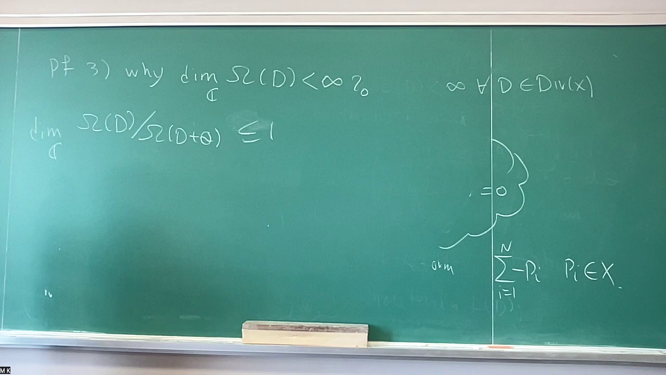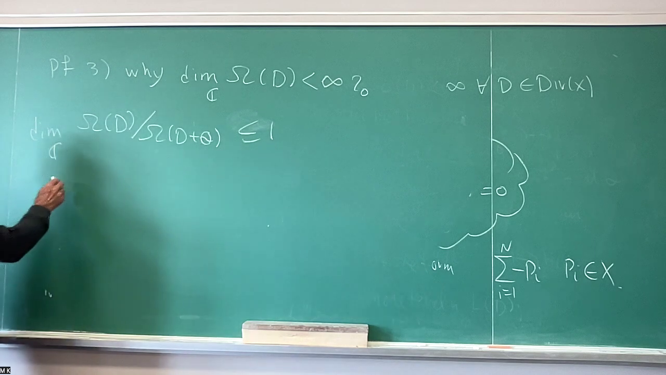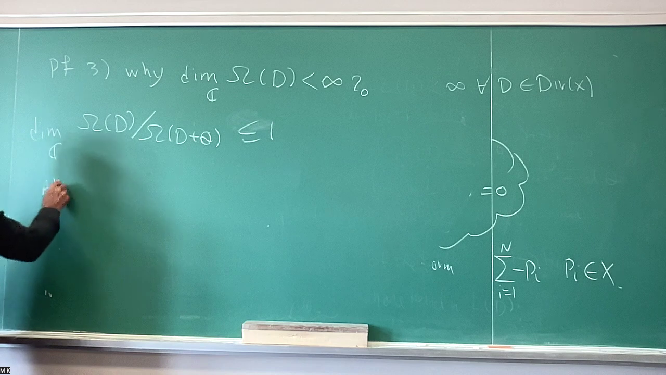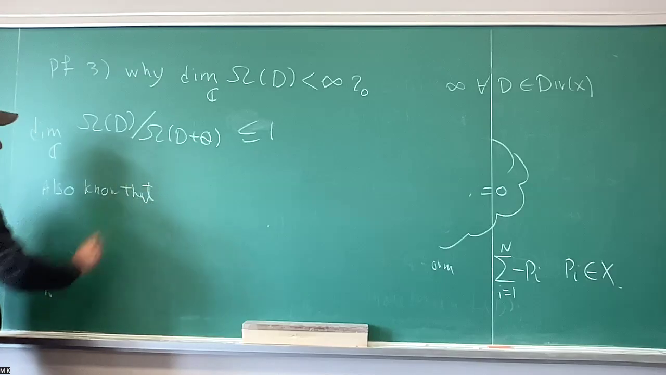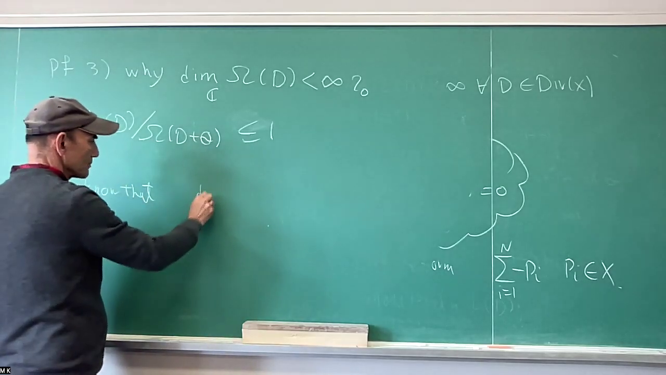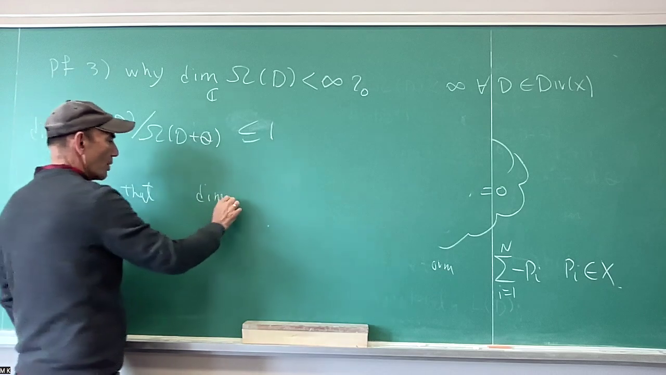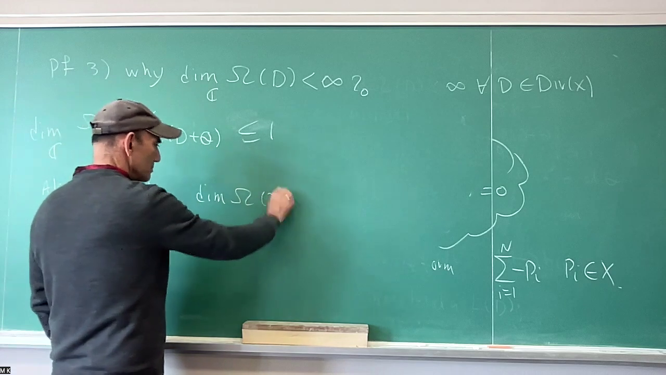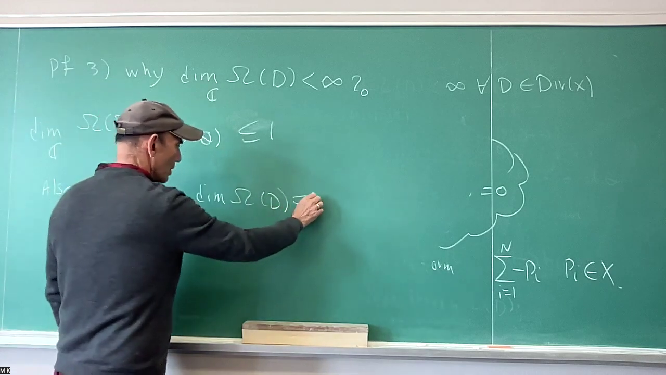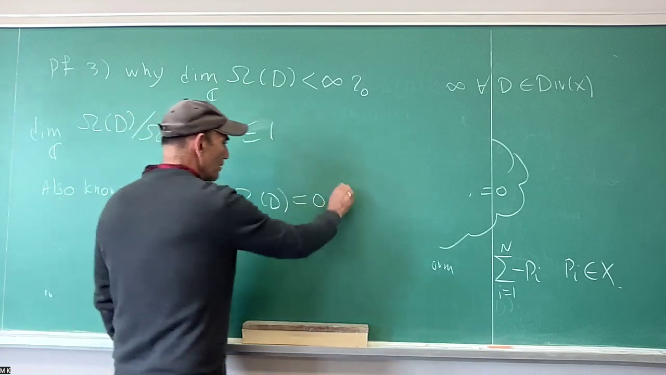Okay, so this quotient space is at most one-dimensional. Yes. And we have one more result. We also know that the dimension of omega of D is equal to 0 if what?